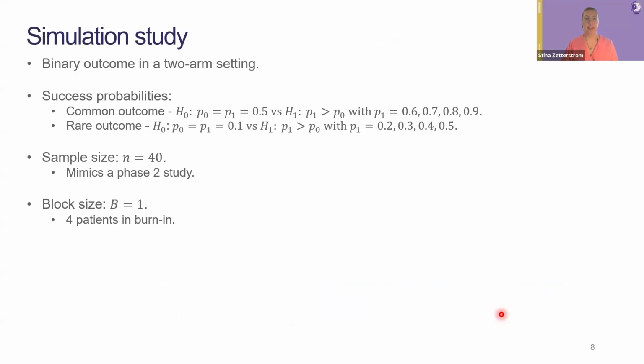And we have evaluated these different tests in a simulation study. And as I said before, we consider a binary outcome in a two-arm setting. We consider two different sets of success probabilities, one with the more common outcome and thus higher success probabilities, and one with the more rare outcome and the lower success probabilities. And we have a rather small sample size, n equals 40, to mimic a phase 2 study. We have a block size 1, so it's a fully sequential trial, and the allocation probabilities are updated after every patient. And we have 4 patients in a burn-in period.